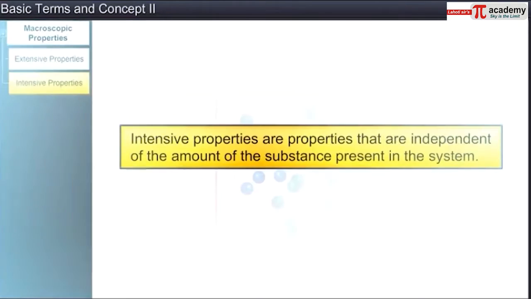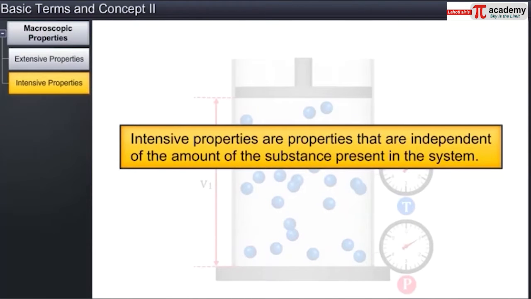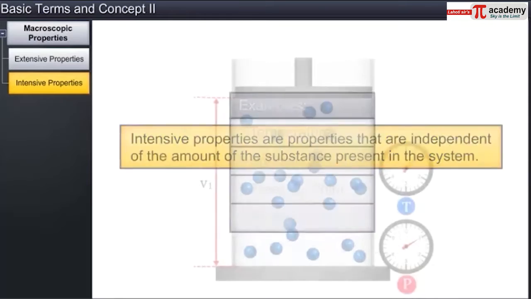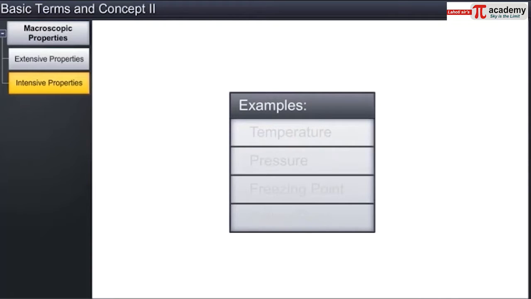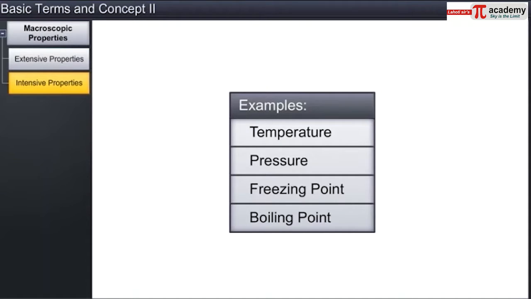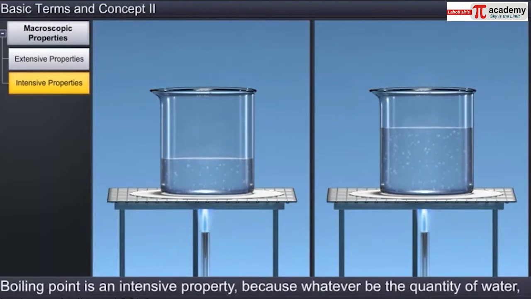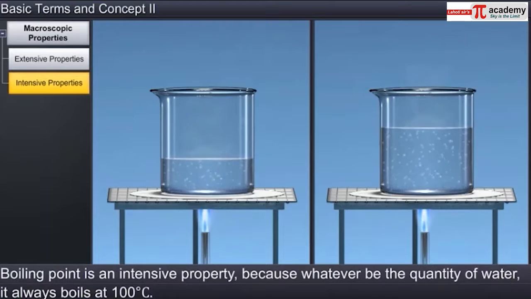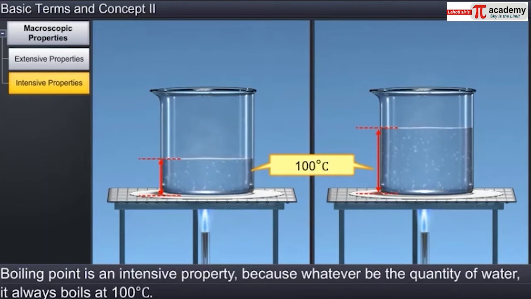Intensive properties are properties that are independent of the amount of the substance present in the system. Some examples of intensive properties are temperature, pressure, freezing point, and boiling point. For example, boiling point is an intensive property because whatever be the quantity of water, it always boils at 100 degrees Celsius.